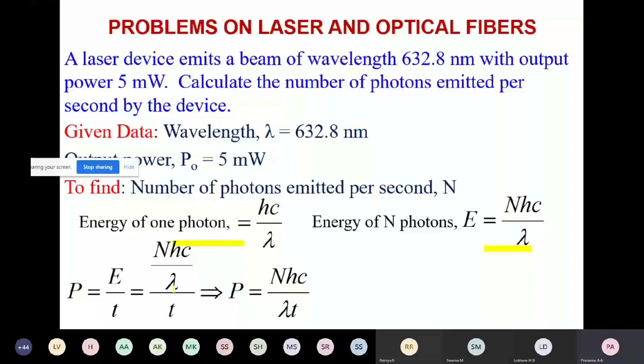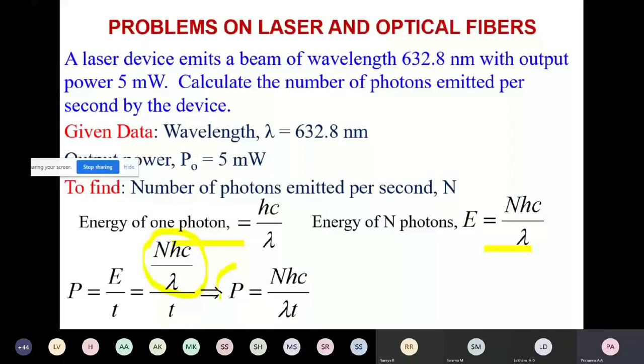So if you substitute the expression for energy, that is nhc by lambda, in the place of E, I have written nhc by lambda, T is here. And on simplifying this equation, P is equal to nhc by lambda T. If you remember this equation, it is enough for solving the problem.